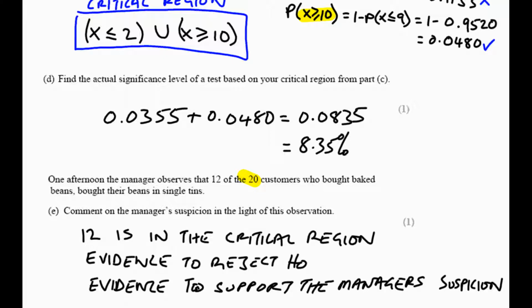Okay, be careful to make sure that you state all of these things here. It's not enough to say the manager was correct. That will not get you your mark. You need to let us know what 12 lets you know, or what's the significance of 12. It's in the critical region. It leads to the fact that we can reject H0, so that's your mathematical conclusion, which then leads on to the fact that we have evidence to support the manager's suspicion, which is the contextual conclusion. You must have these parts in there to get the mark here.